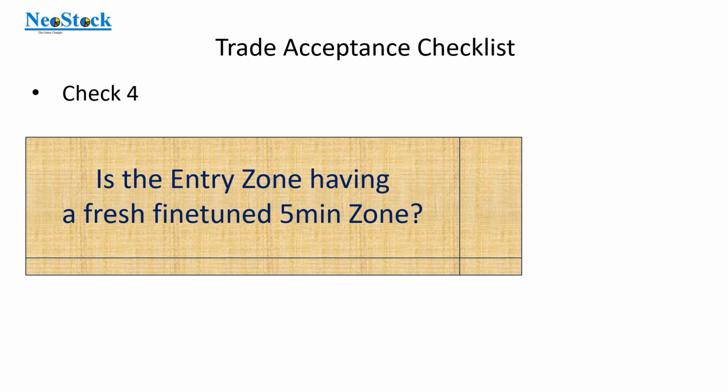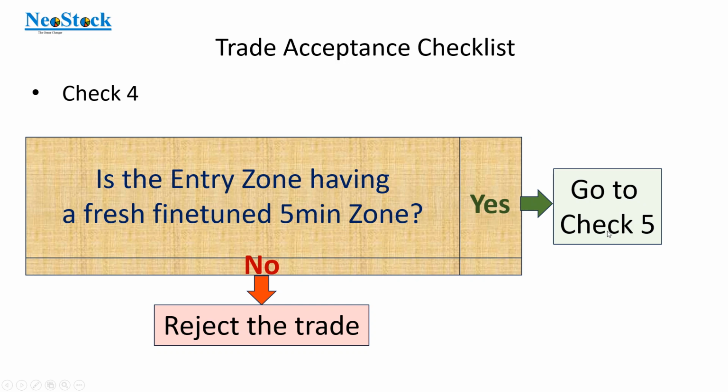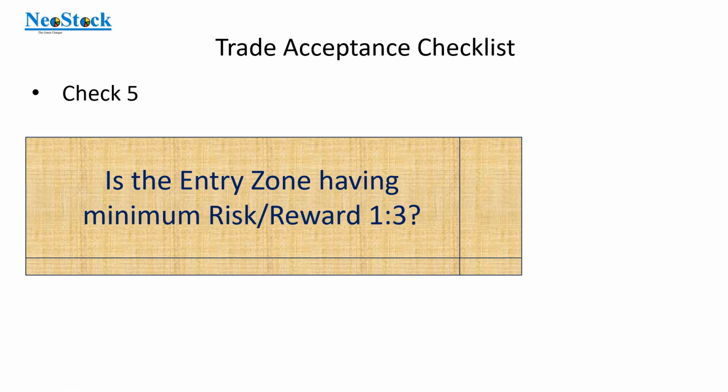When such higher chances are there, do you want to accept the trade? No, right? So, if the entry zone is not having a 5-minute fine-tuned fresh zone, we won't take the trade. Otherwise, we will proceed. So, if the answer is no, reject the trade. If the answer is yes, proceed with checklist item 5. So, what is checklist item 5? It says, is the entry zone having a minimum risk reward of 1:3?